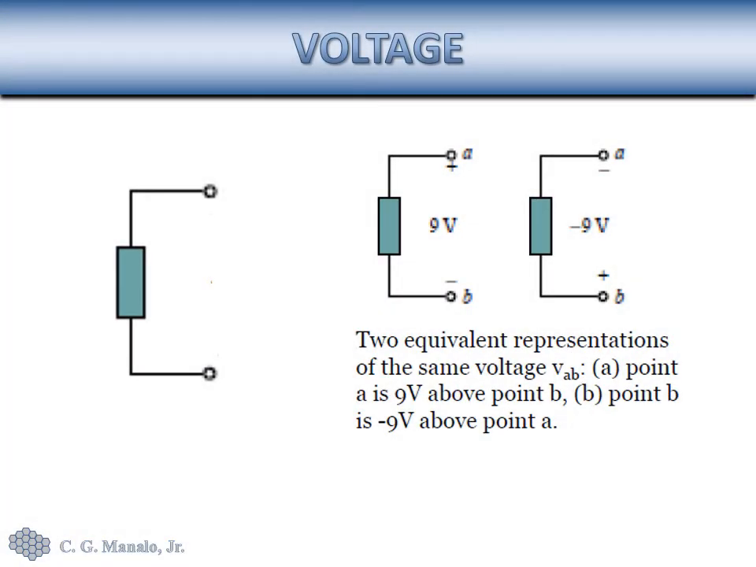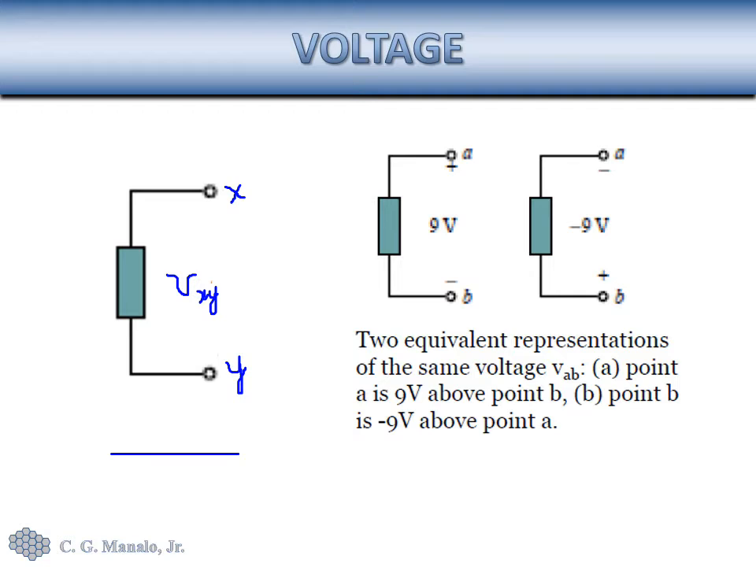So how do we label the voltage across an element? Let's say we have an element here shown on the left. To show the voltage across the element, it is always necessary to label the terminals. So let's say this is terminal X and this one is terminal Y. To show the voltage across the element, we may write voltage with a subscript XY, denoting that the voltage is between X and Y.